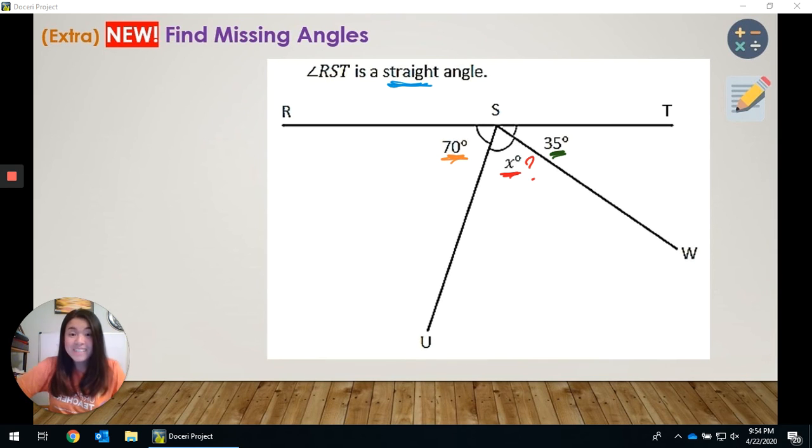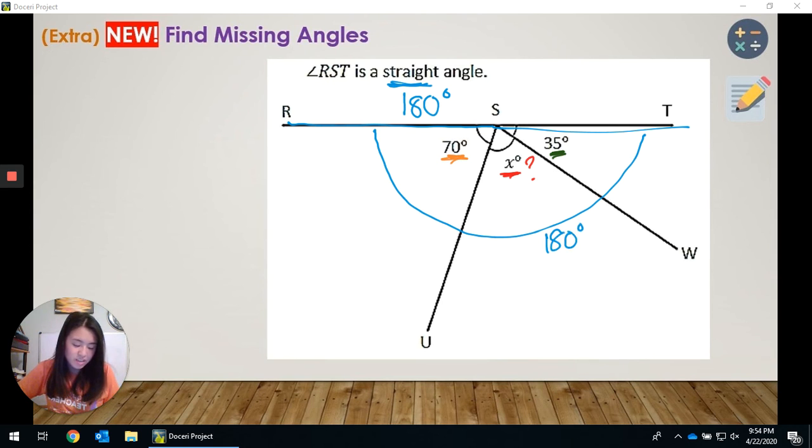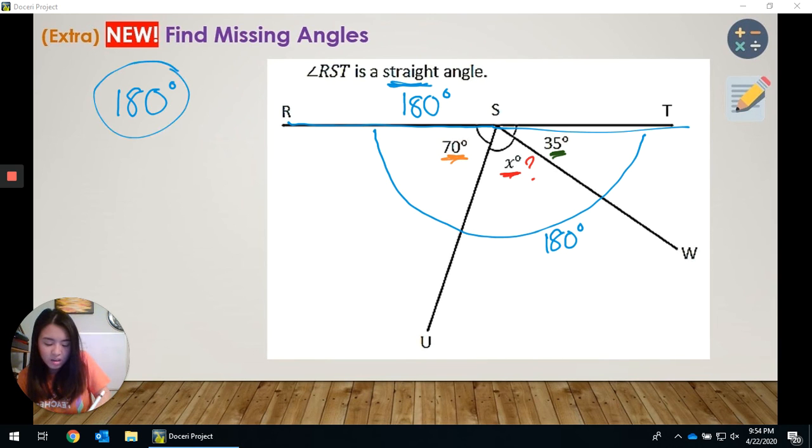You ready? All right, here's the challenge. Okay, so angle RST is a straight angle. So that means it is 180 degrees. So you just follow it. So R to S to T, that's a straight line. So that's from here all the way to the other side. That's 180 degrees. We notice that all of the other angles, 70, x and 35 degrees, are all inside the 180 degrees. That means 180 degrees is our total.